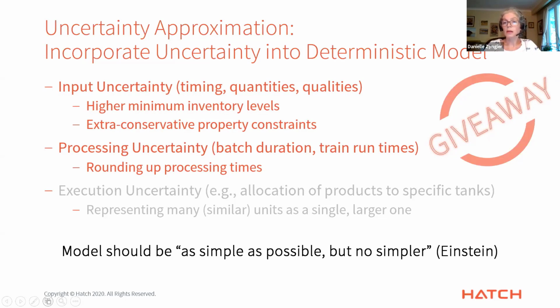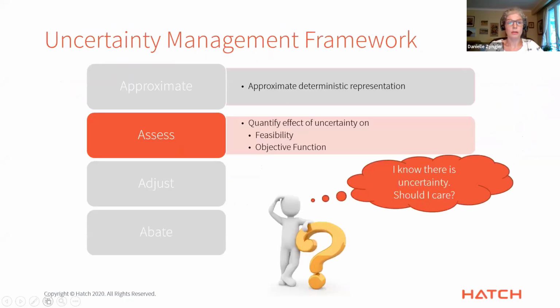Now, if you do the first two, the problem with that is that there's potentially quite a bit of giveaway by having higher inventory levels or extra conservative property constraints and things like that. So the model should really be as simple as possible, but no simpler than that. So depending on what impact that is having in your system, you should pay more attention to it and do something about it rather than just approximate it like that. Which comes to the next topic, assessment. I know there is uncertainty. Should I care? How much is that affecting me? And even that question is not really the full question.